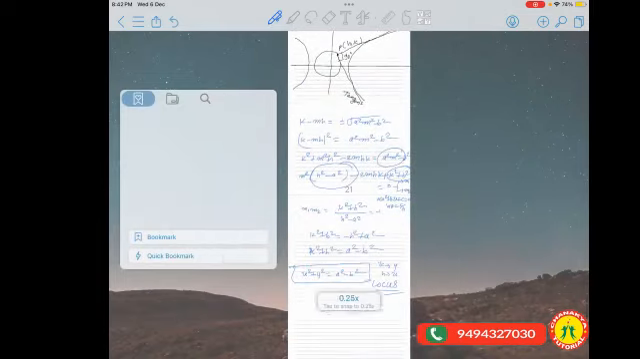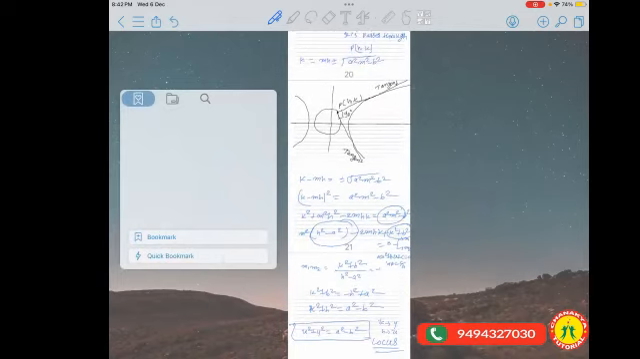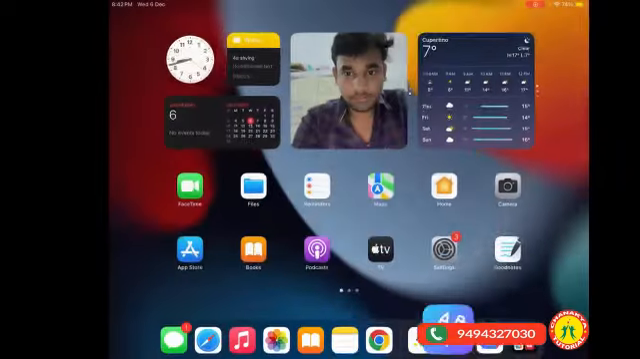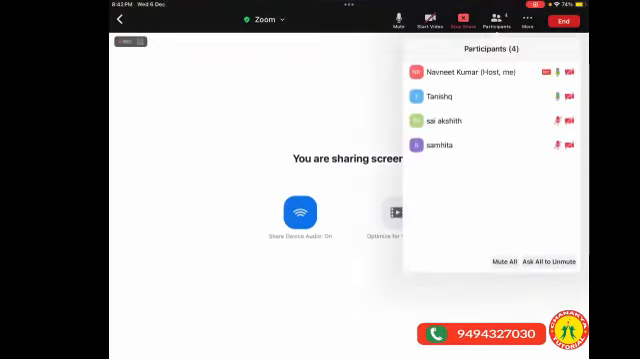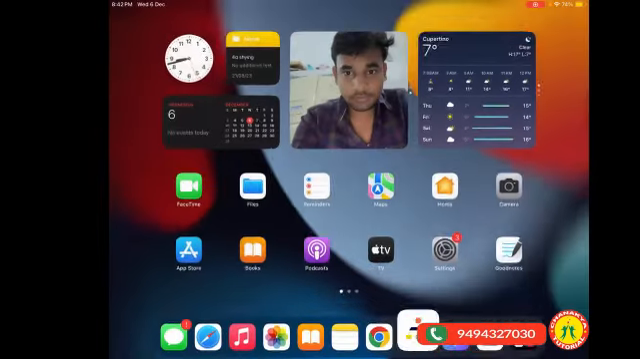Got it? Tanish, clear है? Concept is clear? हाँ सर, क्लियर सर। Shai, clear है?